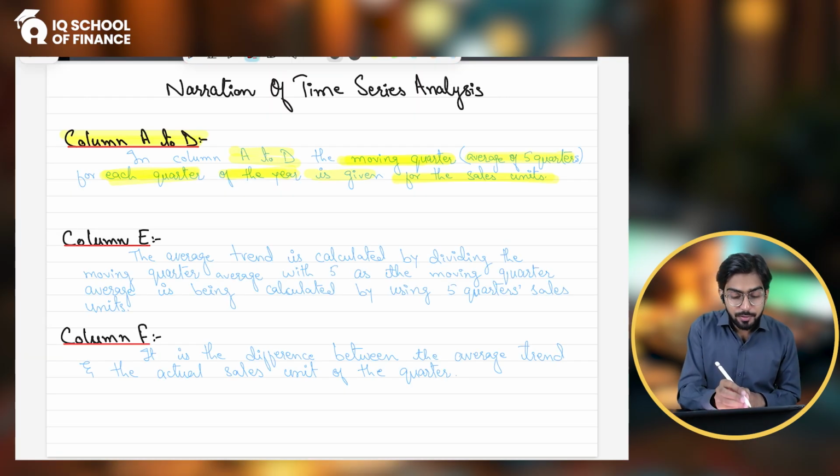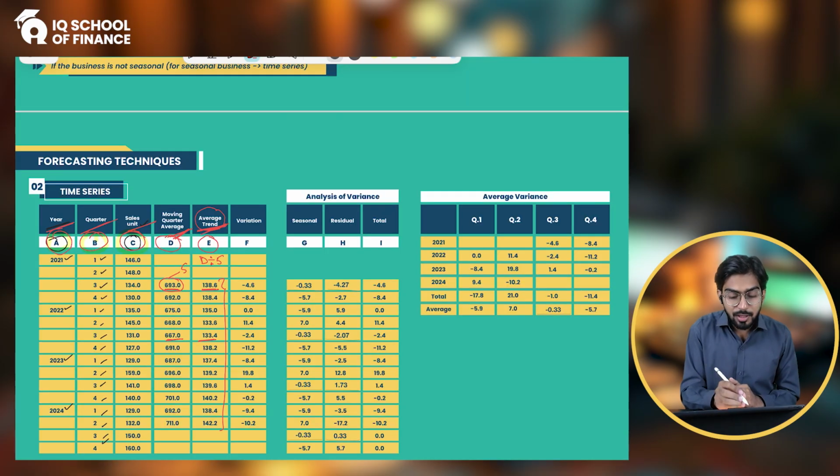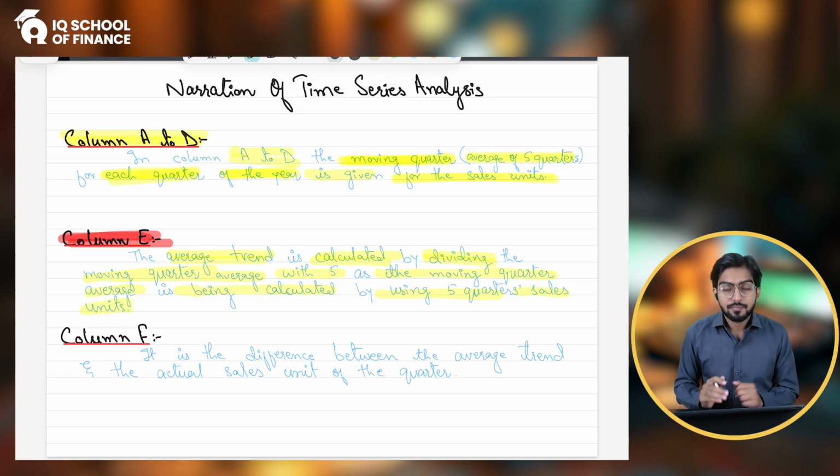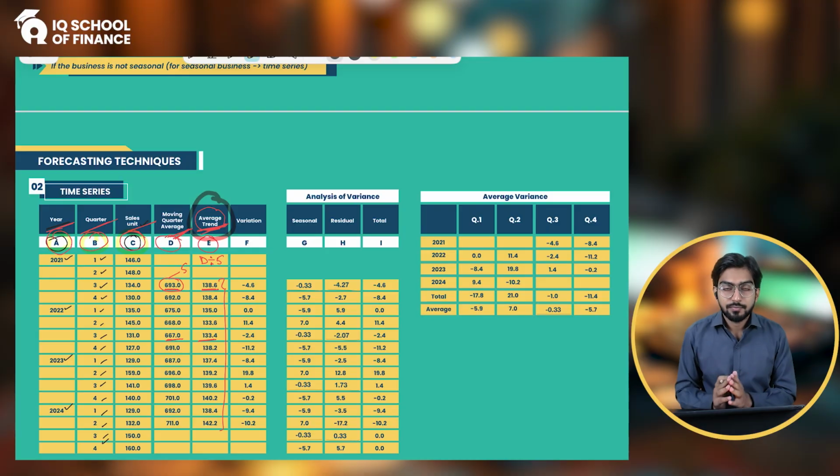In the narration part, column E, we are talking about the average trend. So what is happening here? The average trend is calculated by dividing the moving quarter average by 5, as the moving quarter average is calculated by using 5 quarters of sales units. Simple enough. Let's move one step ahead.